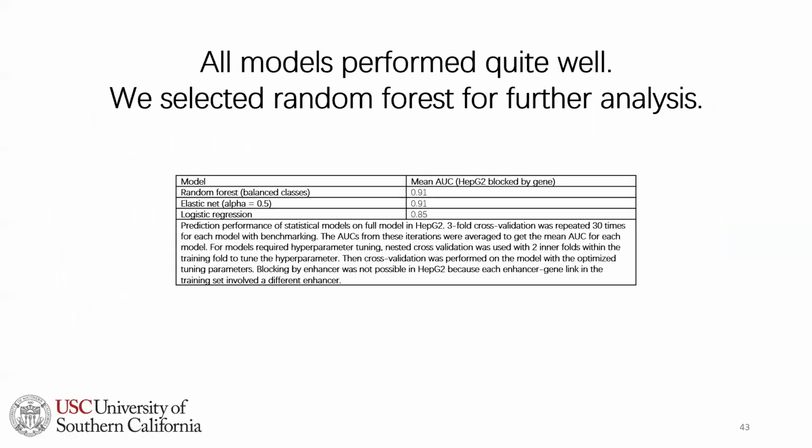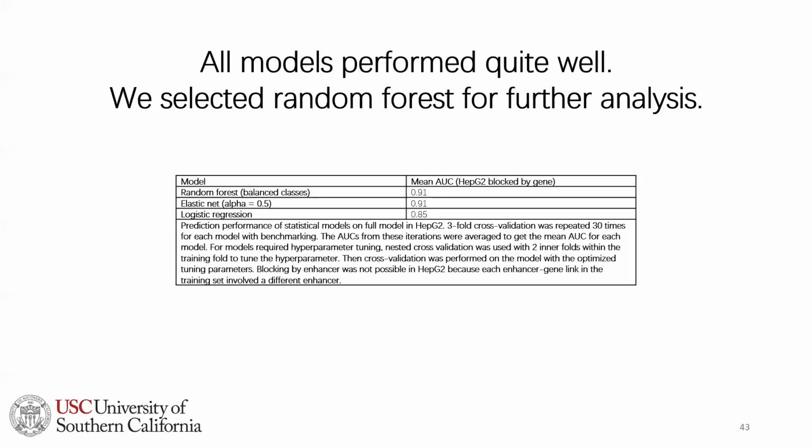And actually, they all did pretty well. Here we have a table of, in HEPG2, we did not actually have to block by enhancer because it turned out that all 343 of our observation points had unique enhancers, so there was no need for blocking, but there were some links that did have their gene in common, so we blocked by gene, which is to say that we just made sure that links that had the same gene were in the same fold of data at all times during cross-validation.